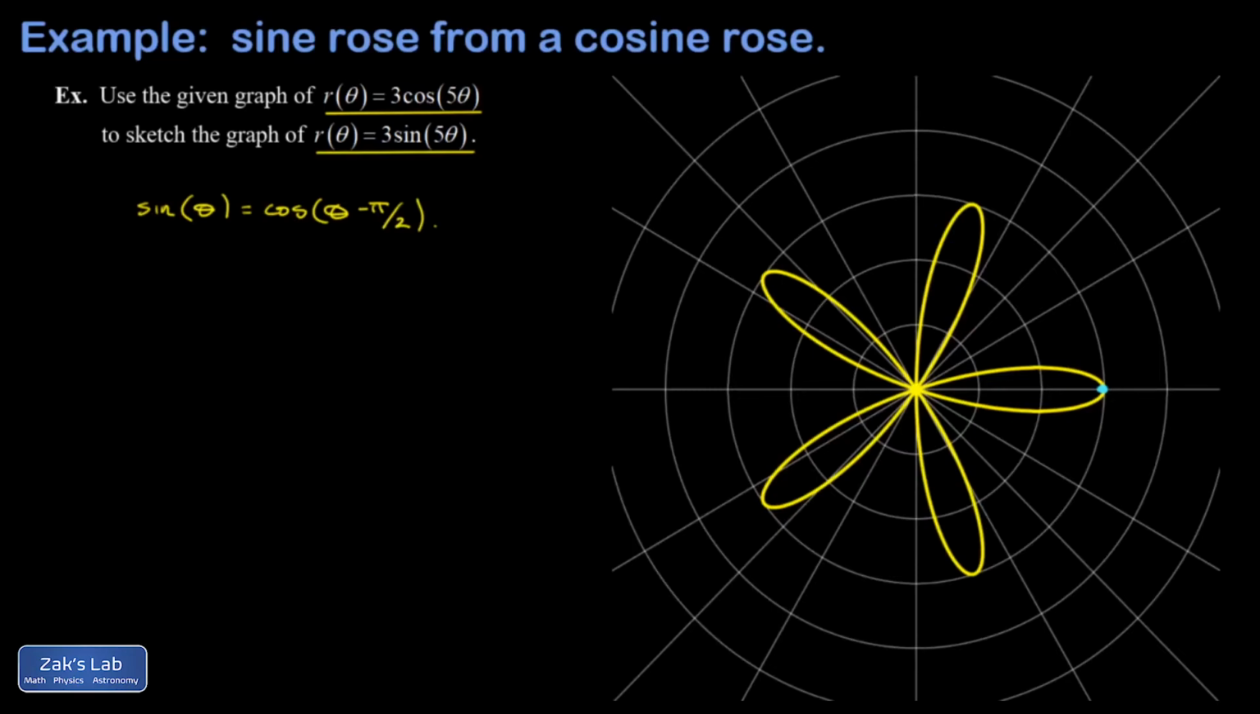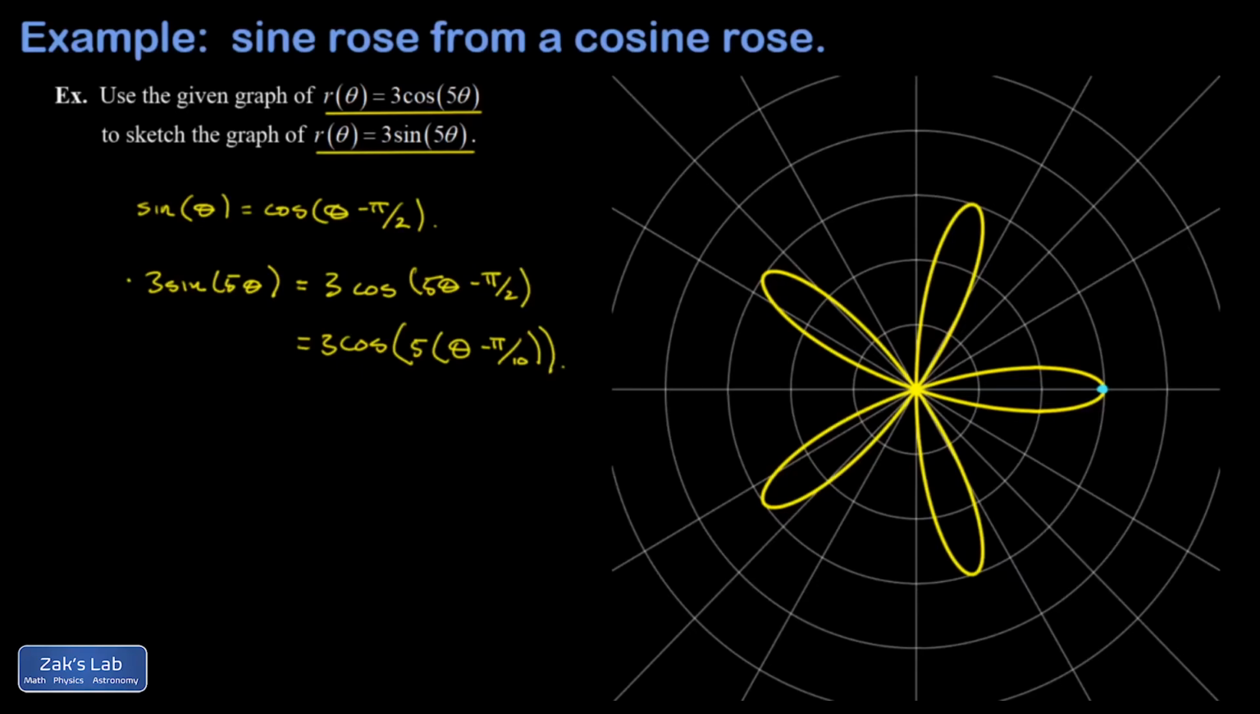So I'm going to apply this to my polar curve 3 sine 5 theta, and that should be equal to 3 cosine of 5 theta minus pi over 2. And then I'm curious, how much has the angle been advanced? Because I can think of that as a rotation of my original curve. So I'm going to factor out a 5, and I get theta minus pi over 10. So in other words, I replace theta with theta minus pi over 10 in this original graph, and it's going to produce my new graph.